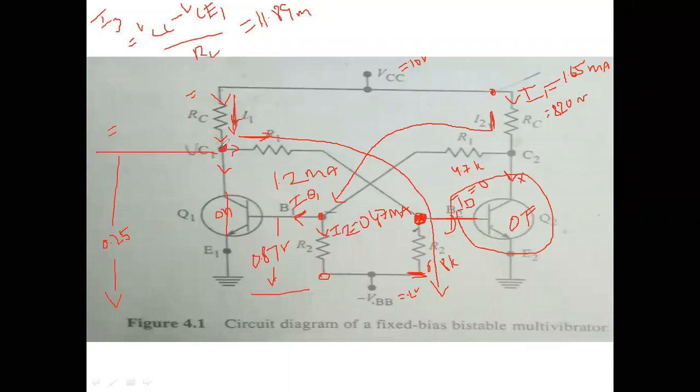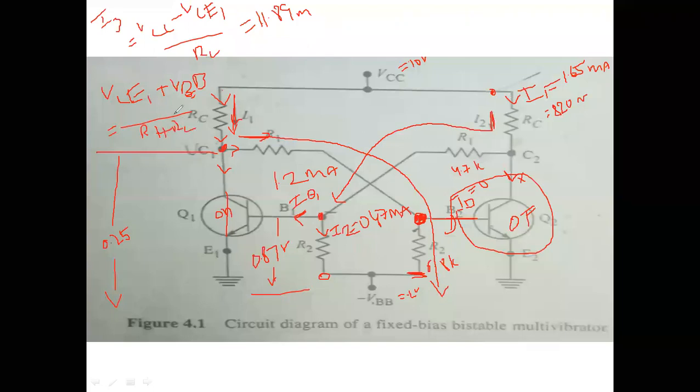Therefore, VCE minus VBB divided by the total resistance. Total resistance is nothing but R1 plus R2. This gives the I4 current. I4 current is nothing but VCE sat, or I can take it as VCE1, minus VBB, divided by the total resistance R1 plus R2.